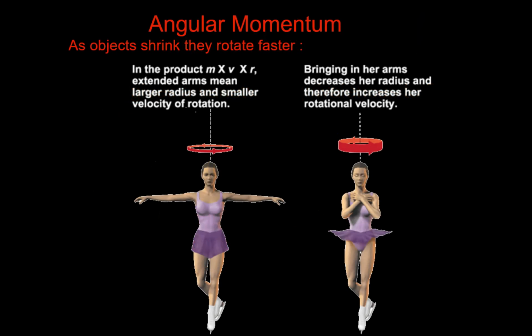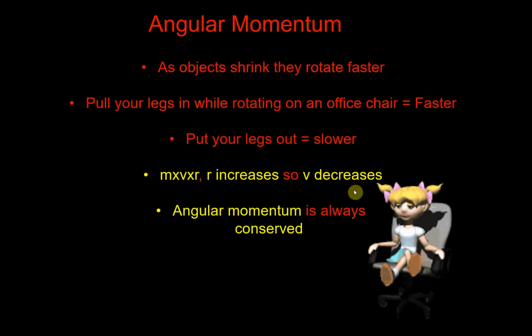So, as I said with angular momentum, there's a couple of examples here. Take this skater. If she is rotating with her arms out, we have m cross v cross r. The extended arms mean big radius and lower velocity. If L is conserved, in the second case, her arms are brought in. That means her radius has decreased and her rotational velocity has increased.